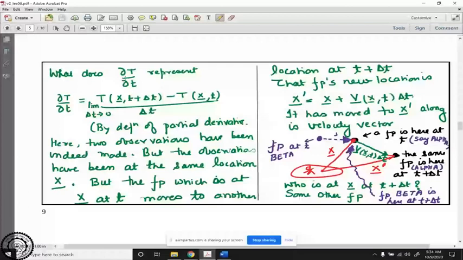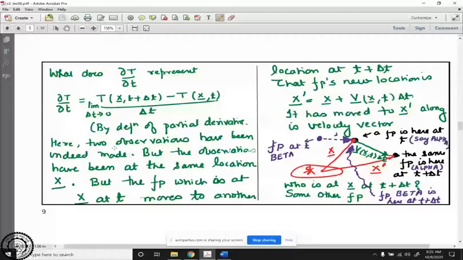So recall, the definition of partial derivative tells me this much, what I have written here. And what is this much? If it is partial with t, you keep x the same. Mathematically, you vary t from t to t plus delta t. Here, two observations have indeed been made, but the observations have been made at the same location x, right? When you are talking about partial with time, two observations have indeed been made, but in those two observations, x remains the same.